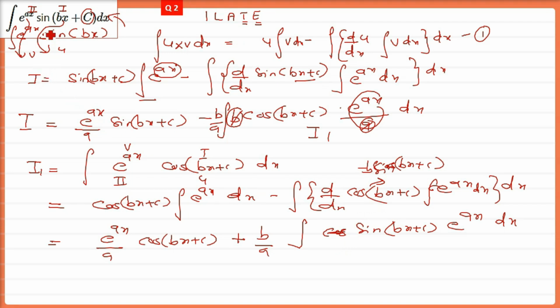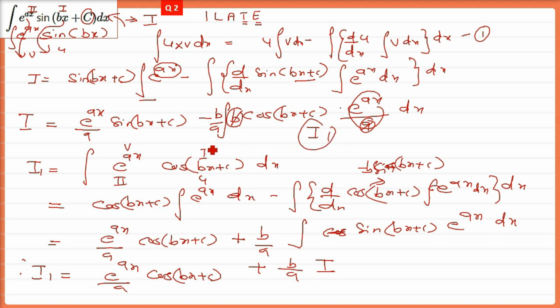Sine bx plus c e raised ax is the actual integration, and that has come up again. So this b by a, integration of b sine bx plus c e raised ax will be I1. This I1 will be what? e raised ax by a, and cos bx plus c plus b by a I. So this I1 has started from here. So we will keep this thing alive, and now this part which we assumed to be I1, we will substitute the I1 which we got just now.